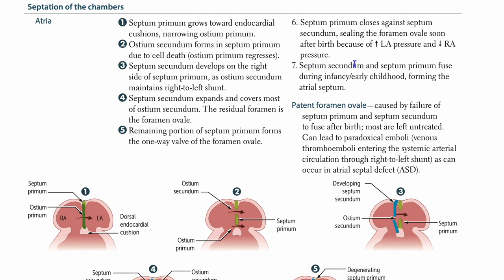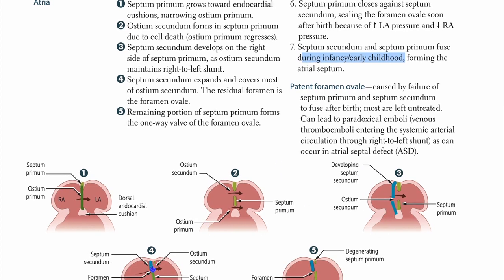Okay, septum secundum and septum primum fuse during infancy or early childhood. So in early childhood, you still have this valve. Not functioning, but it's still open, right? It's not fused to septum primum. So they're saying that it fuses during infancy or early childhood. So this happens after birth. Okay, so that forms the atrial septum.